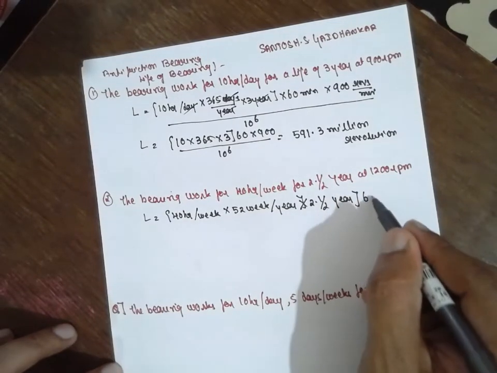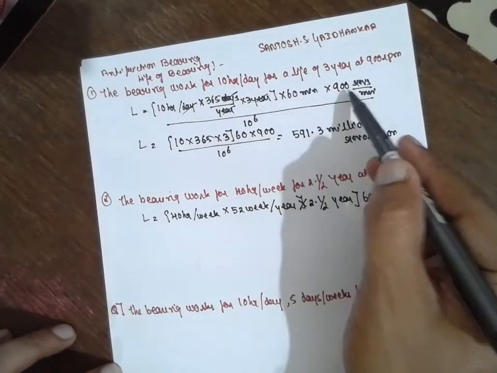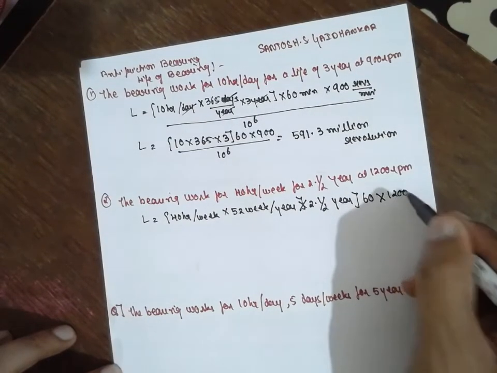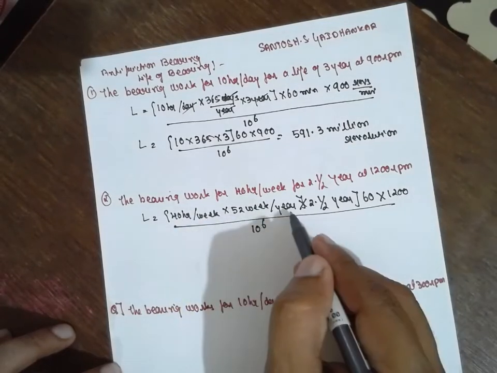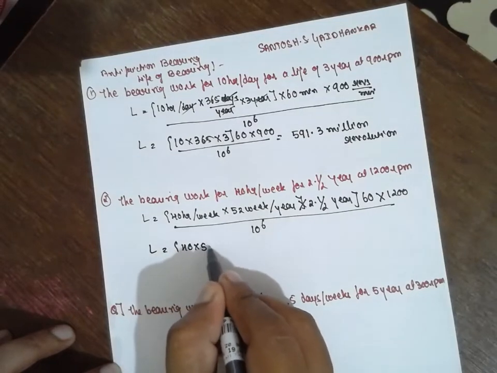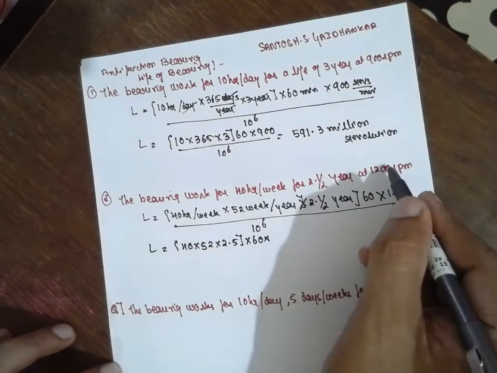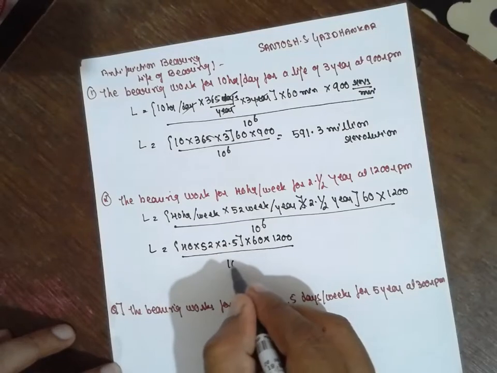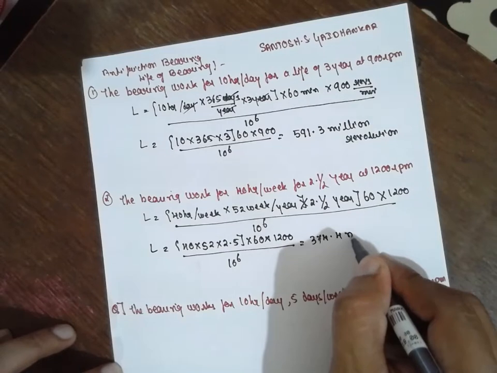Into 60 minutes into 100 rpm, divided by 10^6. Week and week cancel, and it can be written as 40 into 52 into 2.5 into 60 into 100 divided by 10^6. The answer will be 374.4 million revolutions.